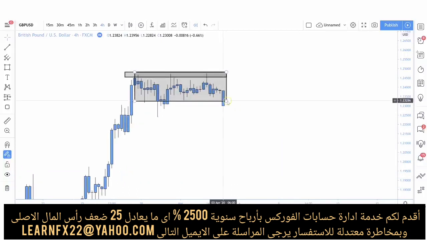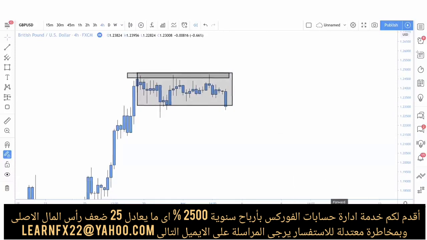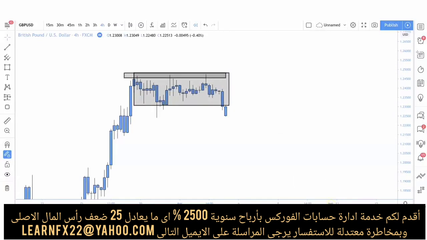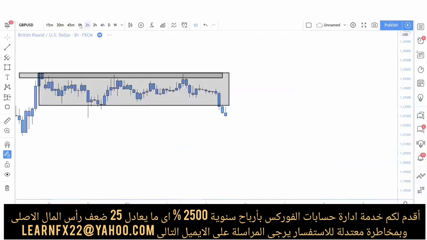Again, this is not really a breaker structure, is it? Look, we're still holding within this level. So patience is a virtue. We do have a final break of this structure. Let's go to the hourly time frame.